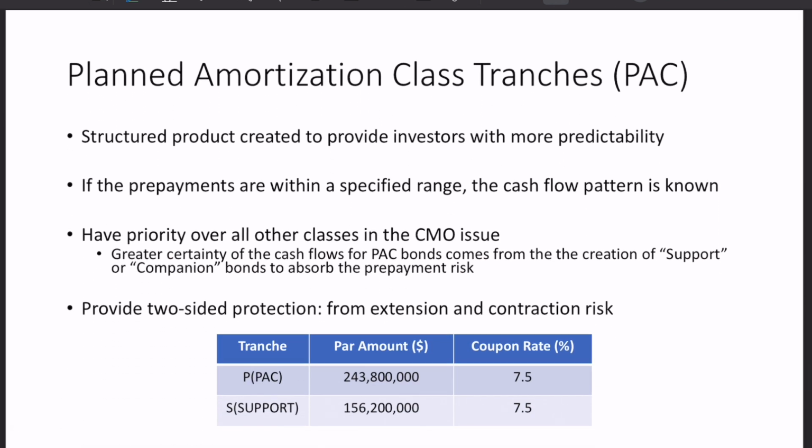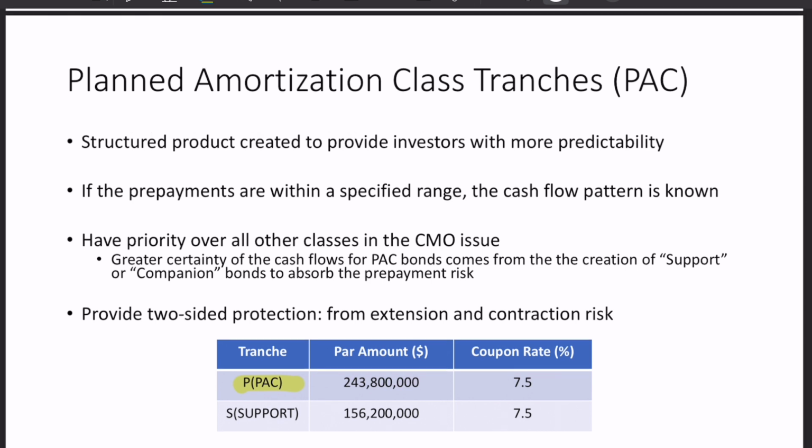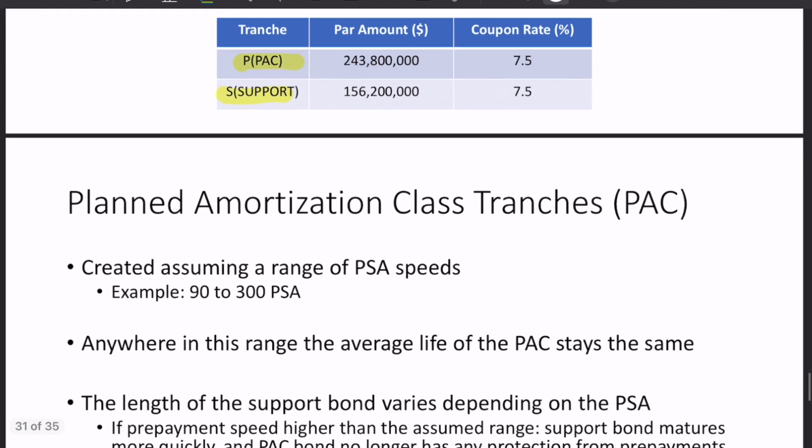There are also types of tranches called PAC and support tranches. What these do is they try to make the cash flows a bit more predictable, specifically within the PAC tranche. So if the prepayments are within a specified range, the cash flow pattern is going to be known. The reason for this is essentially the PAC tranche gets the priority in where the cash flows are going. Now, to get a better understanding, let's look at an example of how a PAC and a support, which have to come together, would actually occur in a CMO.